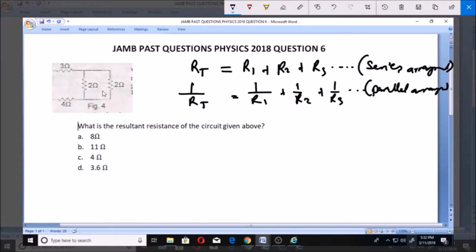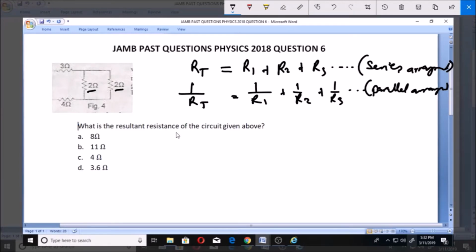Like these 2 ohm and 2 ohm, they are in parallel, but the 3 ohm and the combination of these two are in series. So we're going to find a way of doing this. We can do these 2 ohms that are in parallel first. We can add them up together so that we will now have a direct value. So let's do it.